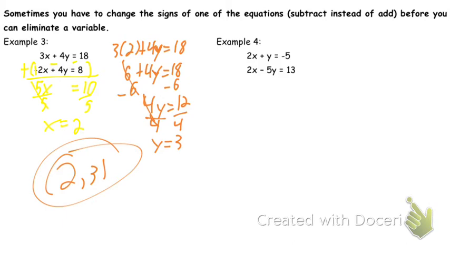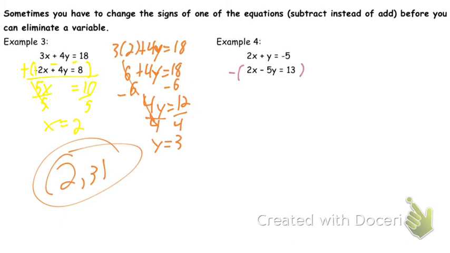So 2x plus y equals negative 5. 2x minus 5y equals 13. Right now, if we add, everything's lined up, but are we going to get rid of any variable? No, we're just going to make variables bigger. So we have to subtract. But what's going to make our life easier is just changing the signs of everything.